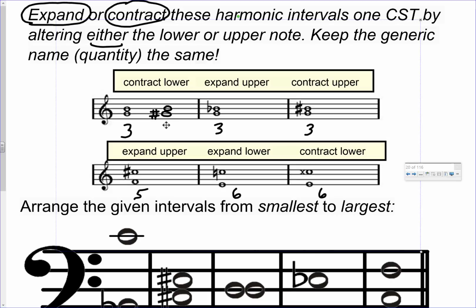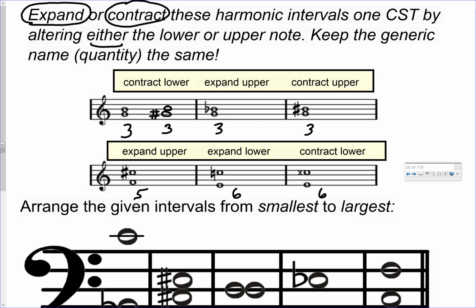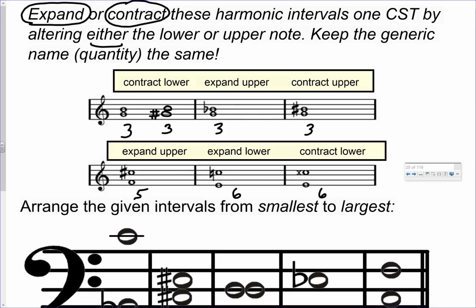And notice that our answer is still the quantity of a third, because according to the directions, we do not want to change the quantity. We want to keep the quantity the same. In the next measure, I have to expand the upper, which means I'll leave the lower as is, which is a G. And to expand the upper means to raise it one chromatic semitone.